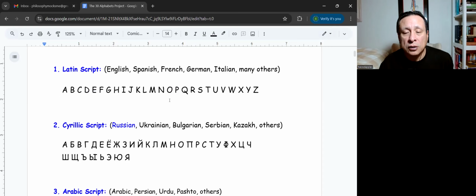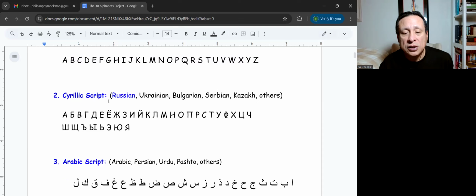Okay, so the second one is the Cyrillic script, and I've chosen Russian as the language. I could have chosen any other one of these, but since I know Russian, which I don't know much, but at least I know a little bit of Russian, and my pronunciation isn't garbage, right?